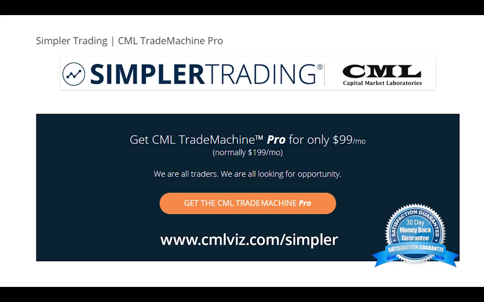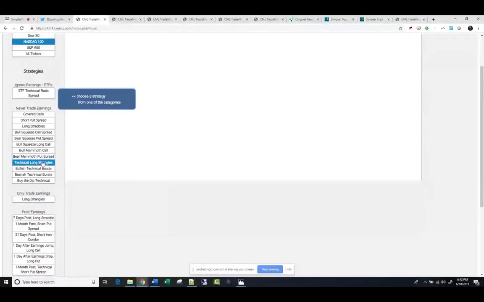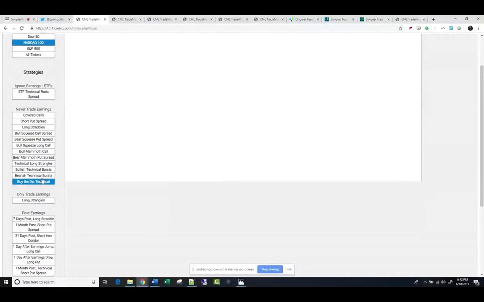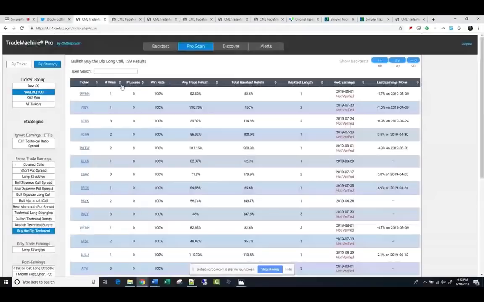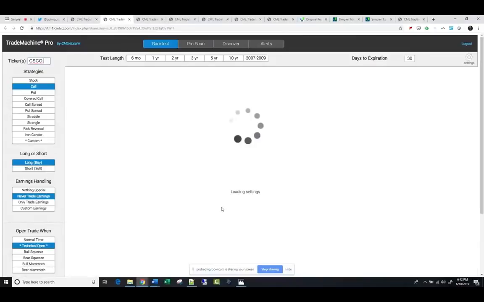Okay, I noticed that sometimes a backtest has returns that appear outside the parameters of a stop and limit. Yes, absolutely. This is really critical to understand. So let's go to buy the dip. It's really critical to understand the overnight risk in options. It's a very, very different risk than the overnight risk in stock. Okay, so let's do the Cisco buy the dip.